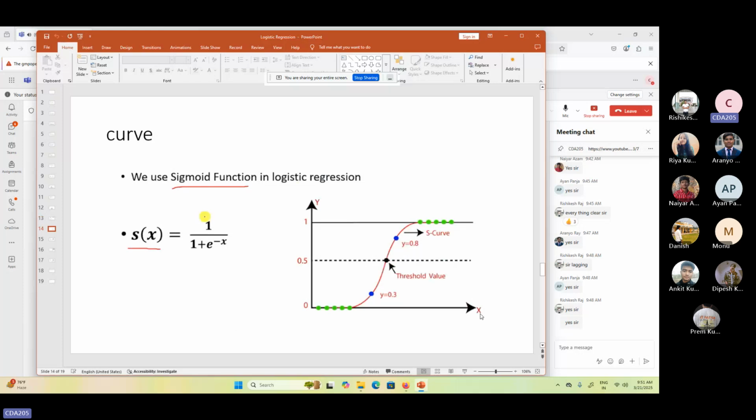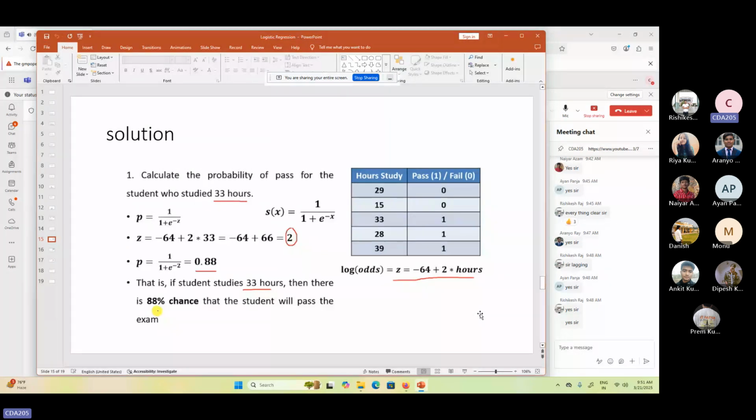Okay, so we can see the sigmoid curve is this one. What is z? Z is equal to minus 64 plus 2 into 33. That is minus 64 plus 66, which is equal to 2. So the probability is 1 by 1 plus e to the power minus 2. So it is 0.88. So if the student studies 33 hours, then there will be an 88% chance that the student will pass the exam.